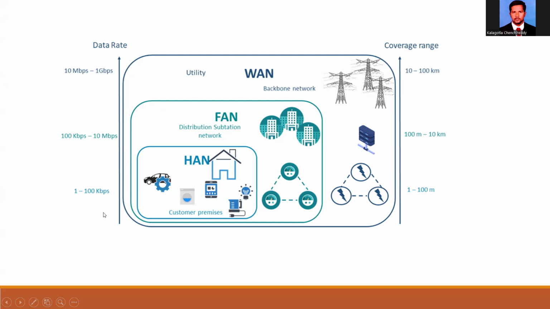The data rate in the home area network is 1 kbps to 100 kbps. In the local area network, the internet speed is 10 kbps to 100 Mbps. In the wide area network, the internet speed is 10 Mbps to 1 Gbps. As the communication range increases, the internet speed also increases. This is the comparison diagram of the home area network, local area network, and wide area network. Here, on one side is the distance and on the other side is the internet speed.